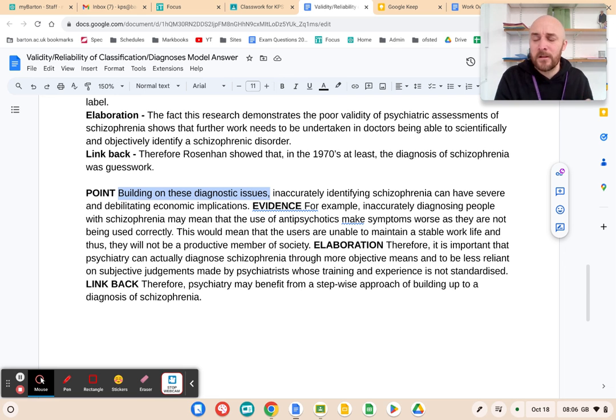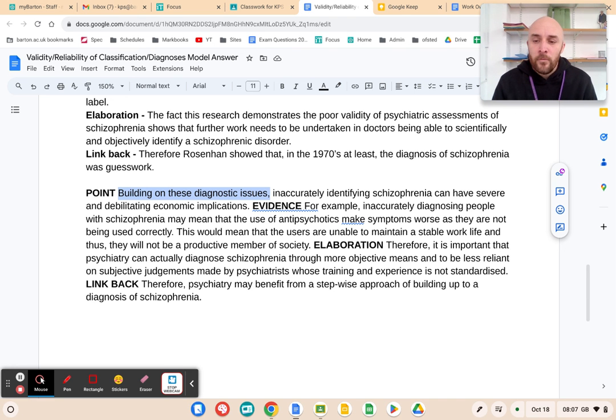Link it to schizophrenia because schizophrenia is such a severe disorder. People do generally struggle to work. Not all the time. A lot of the time it's controlled, but if you don't have schizophrenia, but you're being diagnosed and given antipsychotics, you probably are not going to be working because the antipsychotics are not going to be treating anything and they're going to hit you for six, basically.